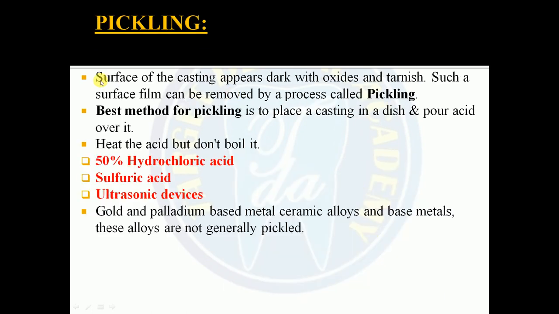Coming on to the pickling, the surface of the casting appears dark with oxides and tarnish. Such a surface film can be removed by the process of pickling. The best method for pickling is to place the casting in a dish and pour acid over it. Heat the acid but do not boil it. 50% hydrochloric acid is used, as well as sulfuric acid and ultrasonic devices.